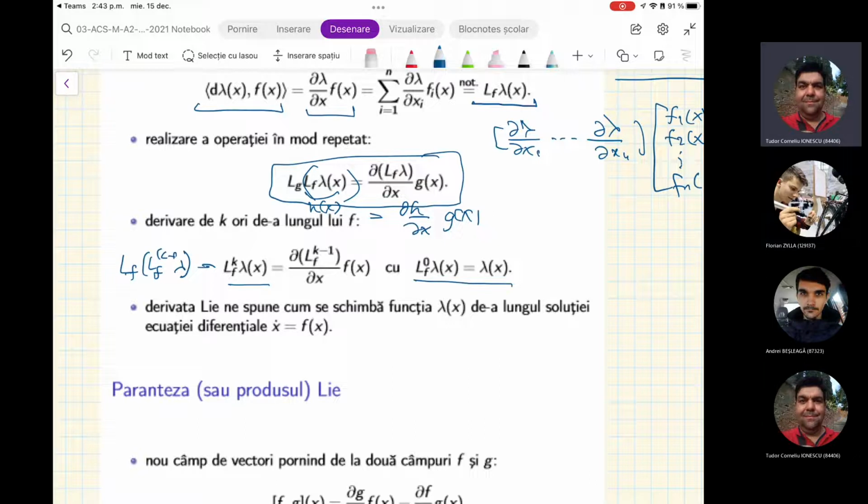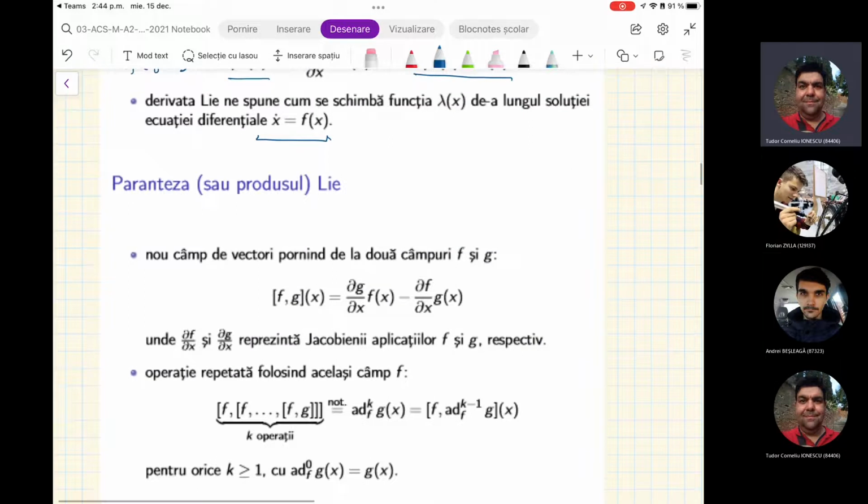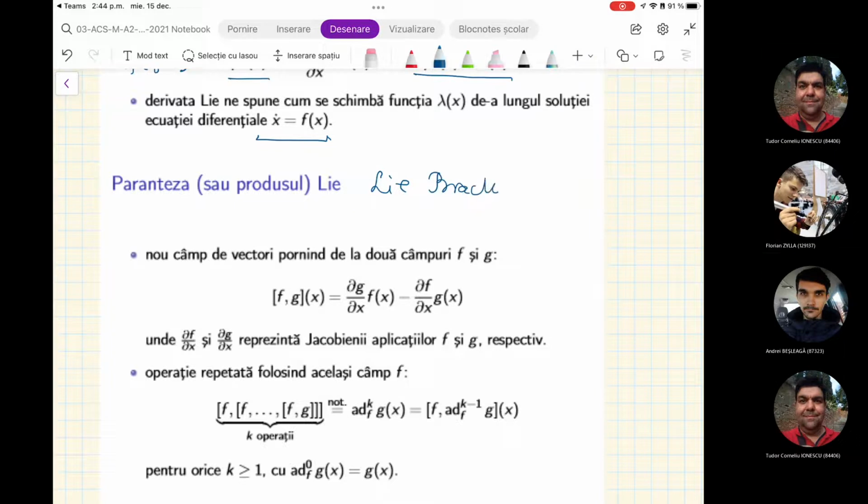The Lie derivative is telling us how the function lambda is varying along the solution of the differential equation f(x). This is what we used to do when we were talking about Lyapunov energy functions. We do V dot of x to understand the evolution of the energy along the trajectory, along the dynamics, x dot is f(x). Now we have the Lie bracket, or Lie product.